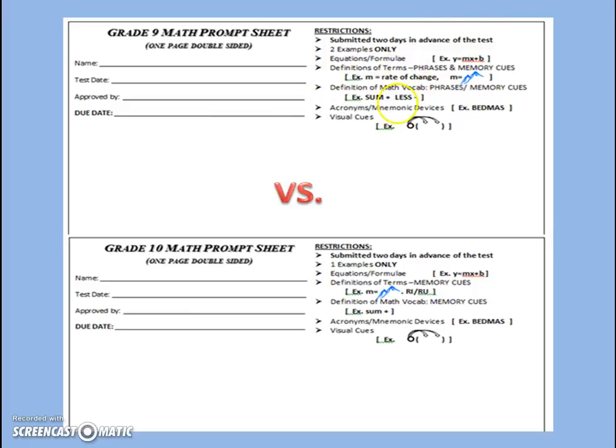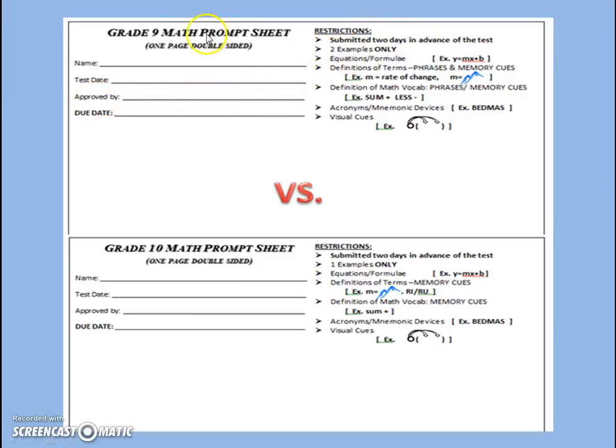So for grade 9, what we have is submitted 2 days in advance of the test. If you'll notice, this is the same in grade 10, and it will be the same in grade 11 and grade 12. This is important because in university, many of the prom sheets required for exam time or large semester tests actually need to be submitted to professors 7 days in advance of the exam or the test. So ours is 2 days in advance of the test, and our students do know that they must submit this to their teacher to get approved, and that's what the approval line is for.